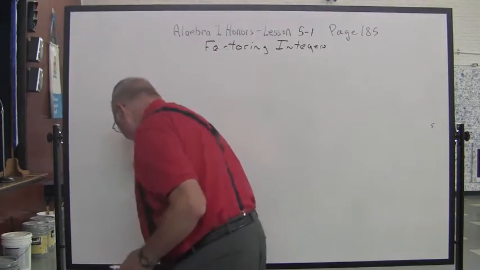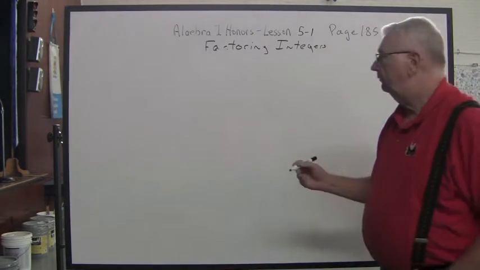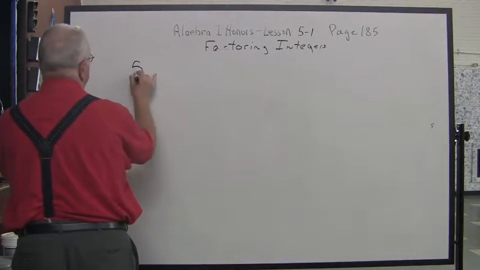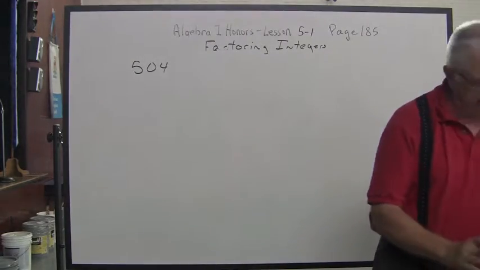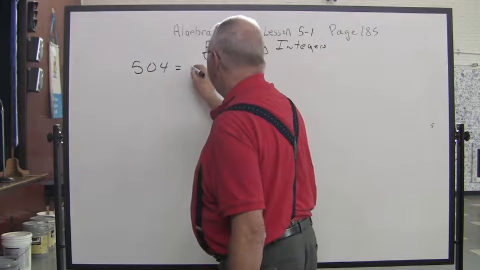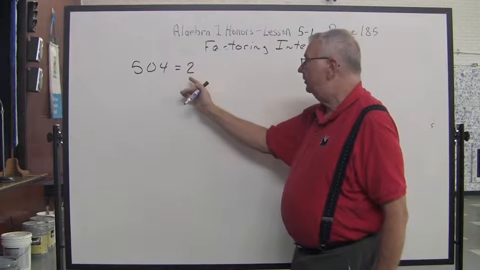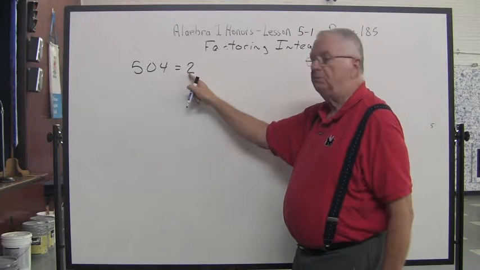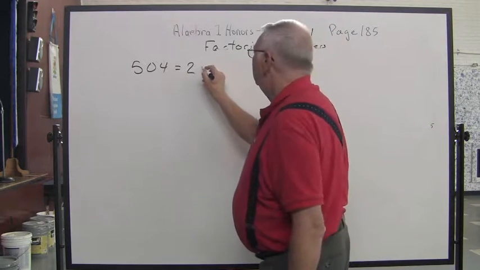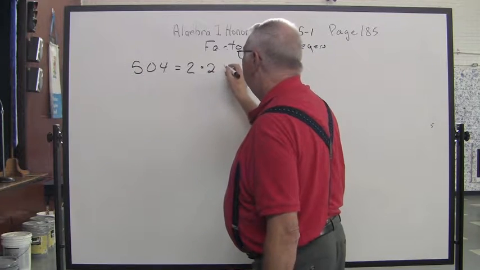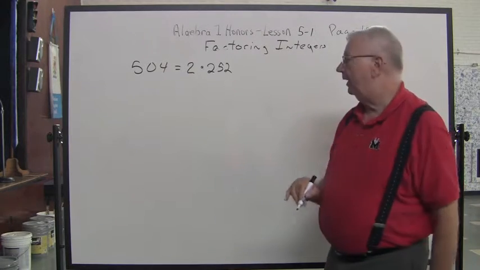Now let's look at 2 different ways of doing this. And we'll use the number they have in the book, 504. Their method is that 504 equals, okay, when you're working prime factorization, you start out with the smallest prime number that will go into the number. We see this is an even number, so 2 goes into it. So 2 times 252 would be 504.